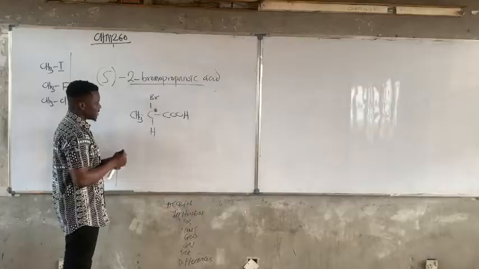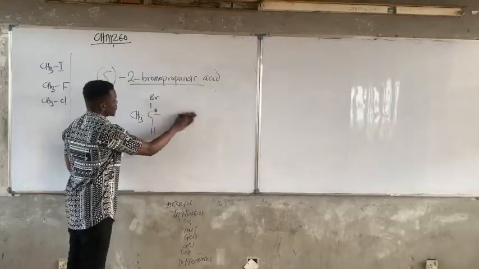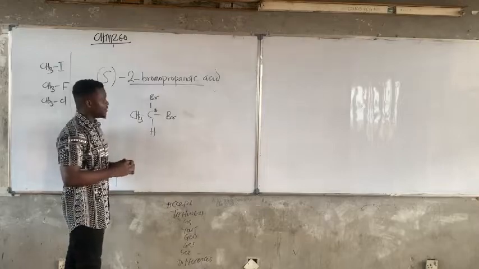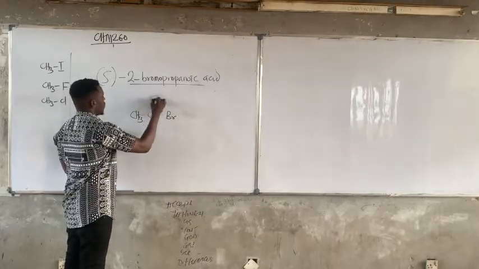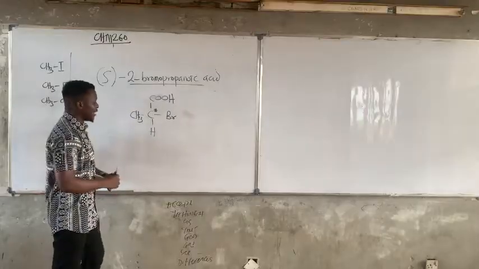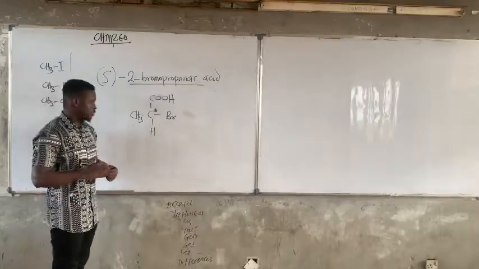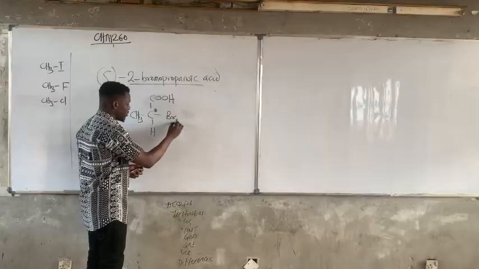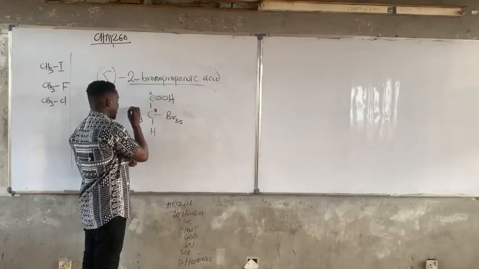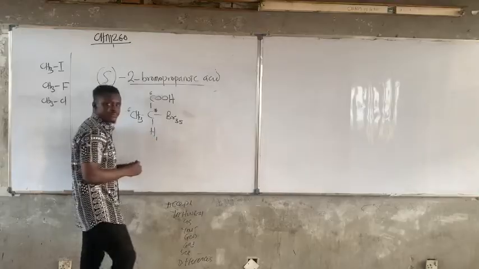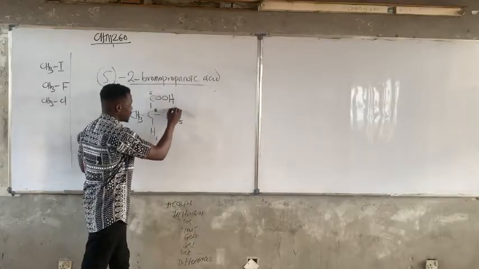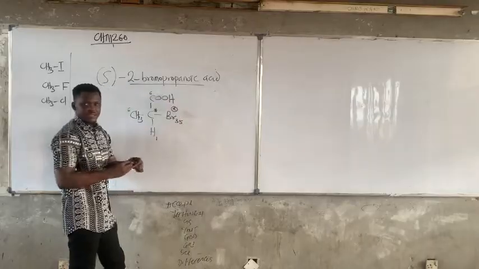For me to do that, I'll put Br here and I'll put COOH here. Why am I doing that? Let's assign priority. Bromine has an atomic number of 35. Carbon has an atomic number of 6, this one has 6, and this one has 1. 35 is higher, so I'll give bromine the highest priority, A.